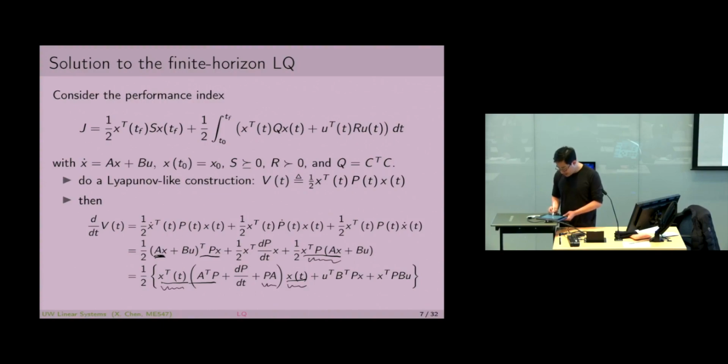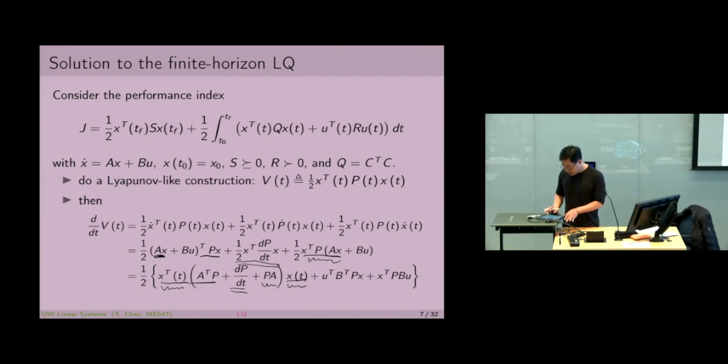And then in the middle, we have another quadratic function about x as well. Then these 3 will constitute the quadratic term about x. In the remaining, we have some cross-product terms that relate to Bu. After the transpose, it becomes u transpose B transpose Px. And then over here, we have x transpose PBu.